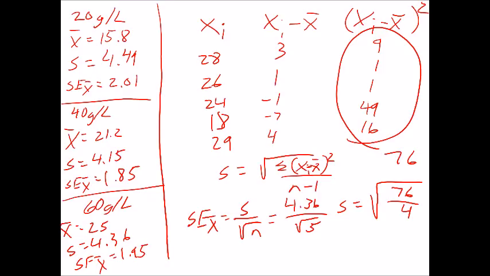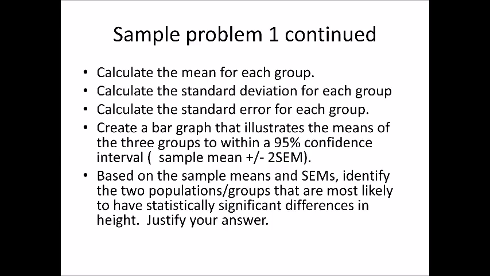All right, so now let's go back to the question for a second. So this particular question now says, please create a bar graph that illustrates the means of the three groups within a 95% confidence interval. So let's do that here. So we're going to graph on our y-axis the mean height. Put our units, we're measuring that in centimeters. And then down here, we're going to graph fertilizer concentration.